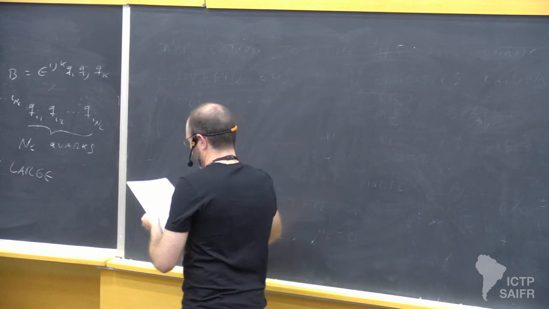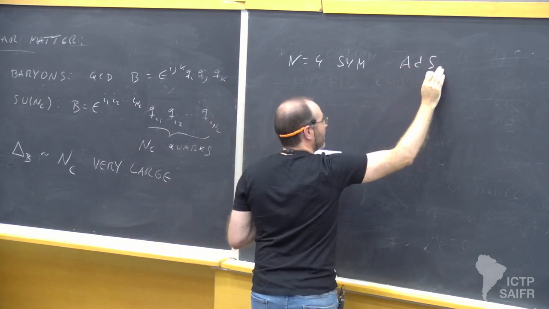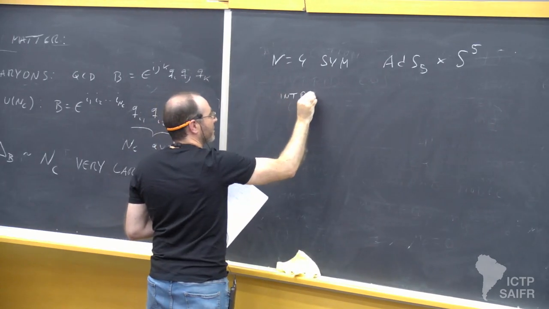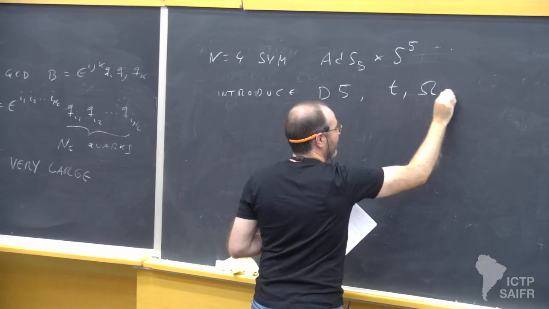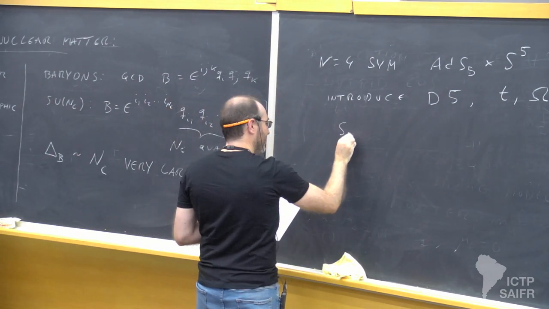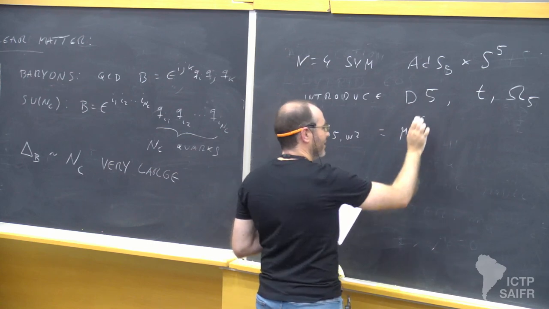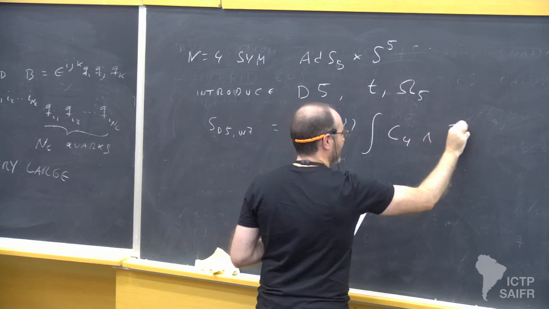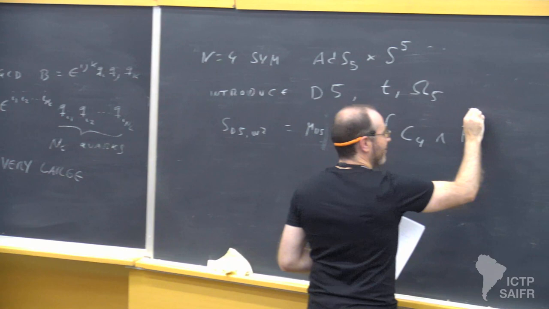Okay, so the first case that was discussed is if you have N=4 super Yang-Mills, AdS5 x S5. So you can introduce a D5 that extends in the time direction and in the S5, so it's wrapping the S5. And just have one extra direction, the time direction. So inside the action of the D5 brane, there is the Wess-Zumino part, which contains a term which is proportional to the integral of the four-form F. So this is the Ramond potential in the background, and this is the gauge field on the D5.